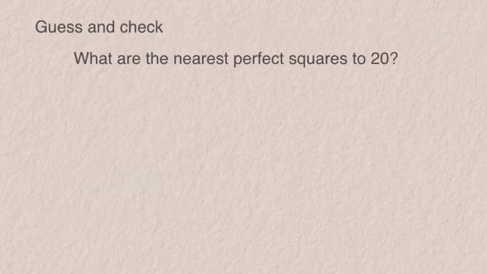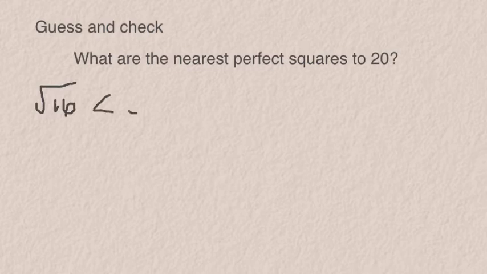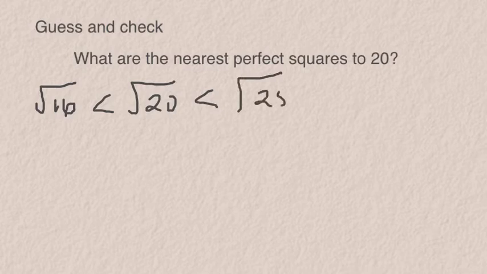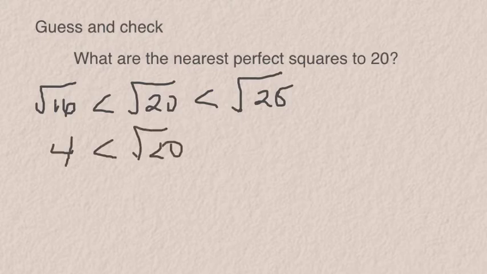Okay, so now we're going to look at the guess and check method. What we need to do is look at the nearest perfect squares to 20. We need to look at the perfect square below 20, and the perfect square above 20. So the square root of 16 is going to be below 20, and the square root of 25 is going to be above 20. So now we know that the square root of 20 is going to be somewhere in between 4 and 5.